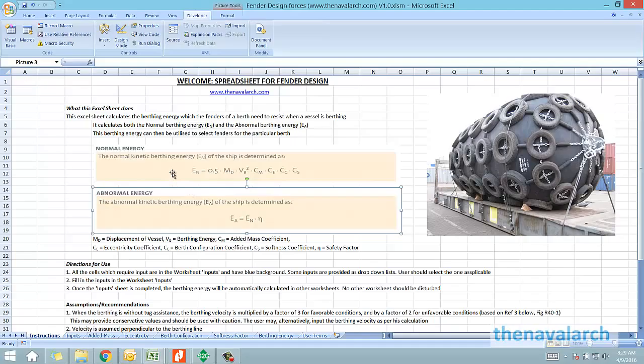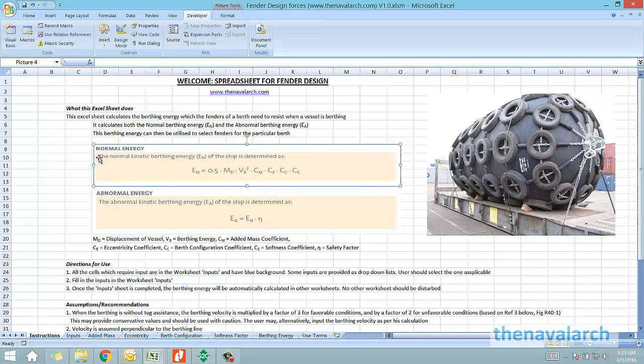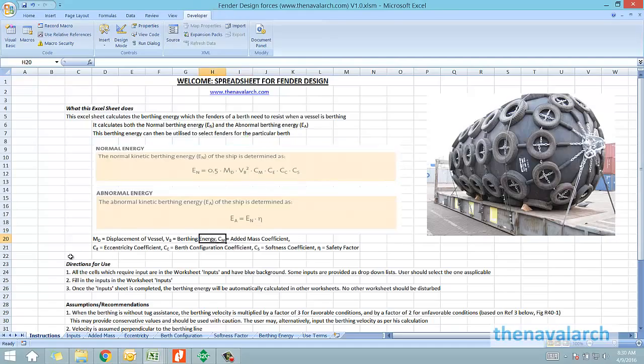We begin with a welcome sheet which shows the formula of the berthing energy. The formula is based on kinetic energy with some additional coefficients which we can see in the formula as Cm, Ce, Cc, and Cs. Cm is the added mass coefficient. This comes into play because when the ship is moving, it moves with a mass of water. This mass of water gets added to the mass of the ship.